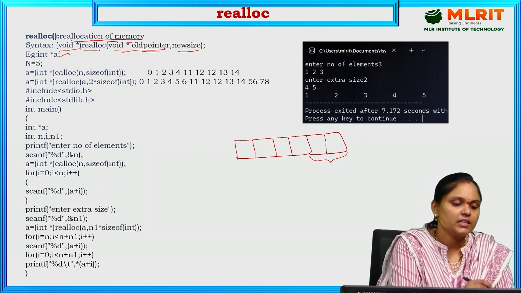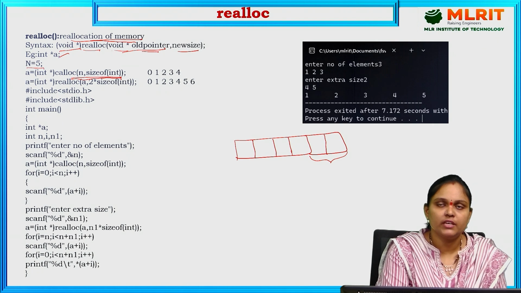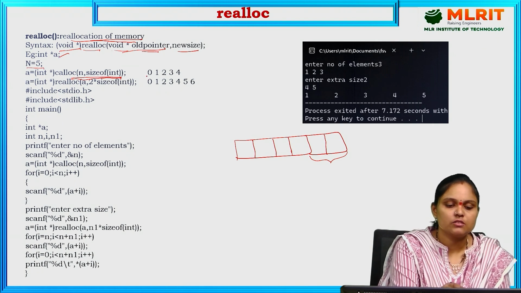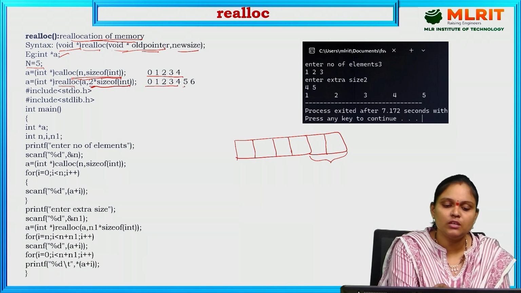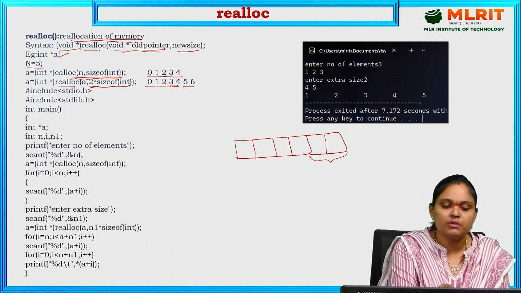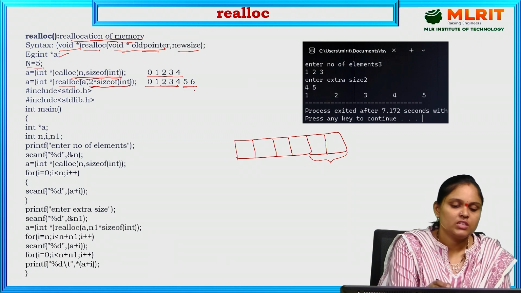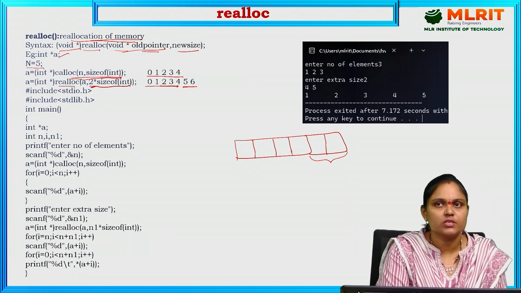Next, the example: int *a. Using the calloc function, we allocate memory for n elements. Consider n elements as 0, 1, 2, 3 and 4. Again, using the realloc function, we allocate memory for 2 more elements. So we must keep the previous elements, and memory should also be allocated for the new elements we require. These are the previous elements, and these 2 are the new elements that we are going to give to that memory. We solve this concept by using the realloc function.